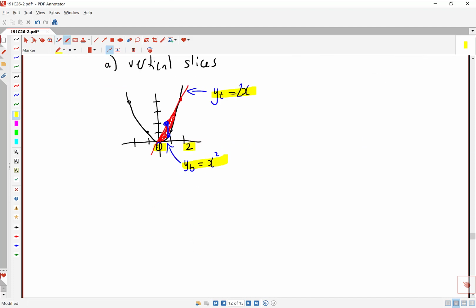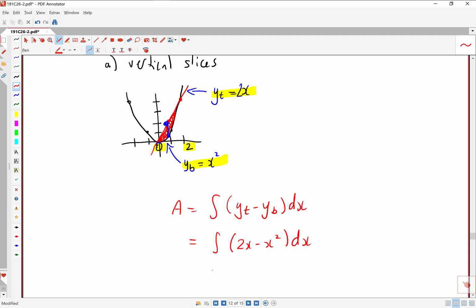So area is going to be the integral of whatever the area of a vertical slice is. So y top minus y bottom times dx. And then in order for the integral to be set up, you want to actually plug in what is y top, what is y bottom. So we'd go 2x minus x squared times dx, and then just make sure that we've got the correct x values on there. So integral from 0 to 2. So this is what's considered to be set up.